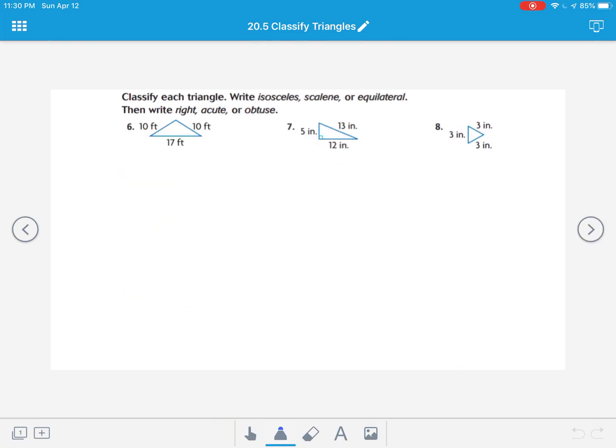All right, we're going to continue going just like that. I'm going to do one more with you, and then I'm going to ask you to do two by yourself. So number 6, let's go ahead and draw that triangle out, get it labeled. We have 10 feet on the top 2 lines and 17 feet on the bottom 2 lines.